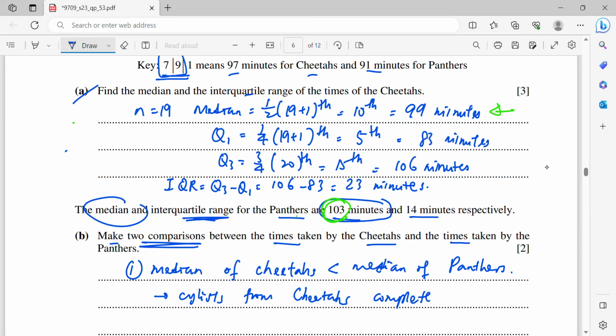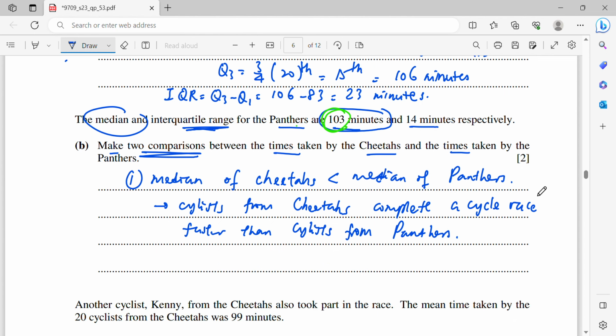So cyclists from cheetahs complete the cycle race faster than cyclists from panthers. Okay, that is the first comparison.